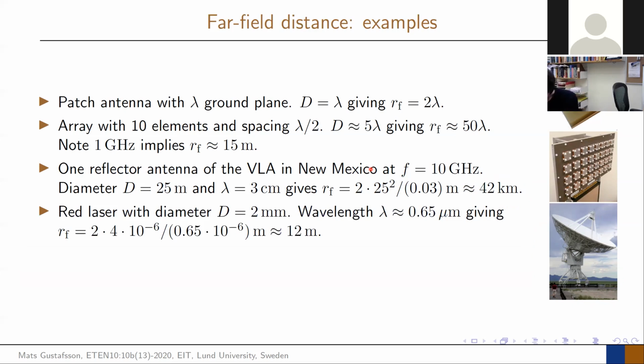If you take another case, take a red laser pointer. They have a diameter typically of around 2 millimeters. And if you take a wavelength for those, it's like 0.6 micrometers. It means that they have a far field distance of 12 meters.